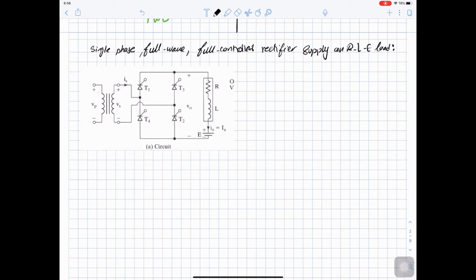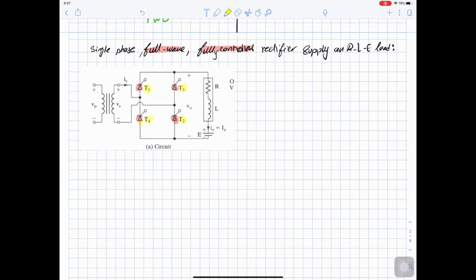So for the full wave and fully controlled, fully controlled means all the switches are controlled, and we are supplying an RLE load. So we have 4 thyristors, similar to the diode bridge we studied before. And don't forget the naming of the thyristors, 1 and 2, and here 3 and 4. They are connected in the shape of a bridge, across the load, and the load here is RLE.